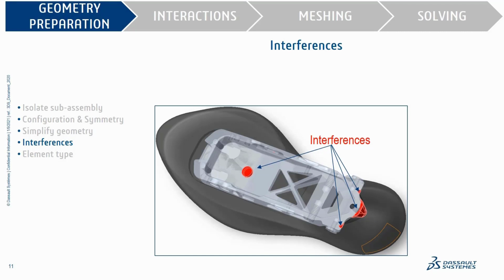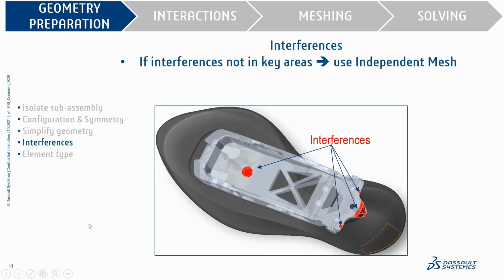Interferences. A common situation is your assembly has lots of interferences. There are three scenarios. The first is shrink fit that Nandish will go over in the interactions section. Second scenario, the interferences are not present in key components. You don't need the software to calculate the interactions between these components, and you just want quick results. Then you don't need to do anything. Just use independent mesh.